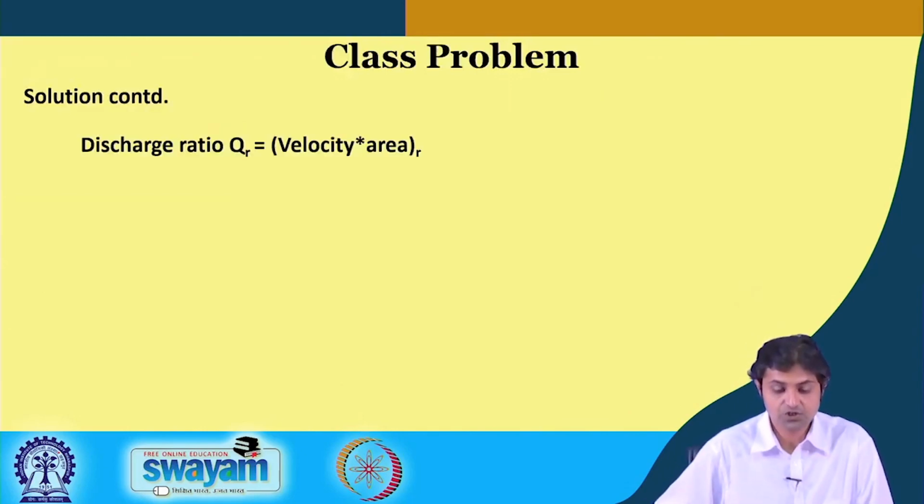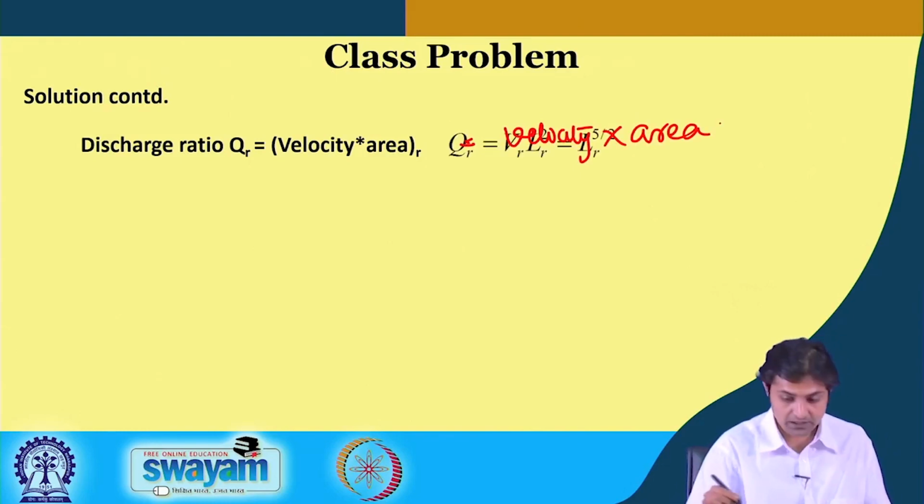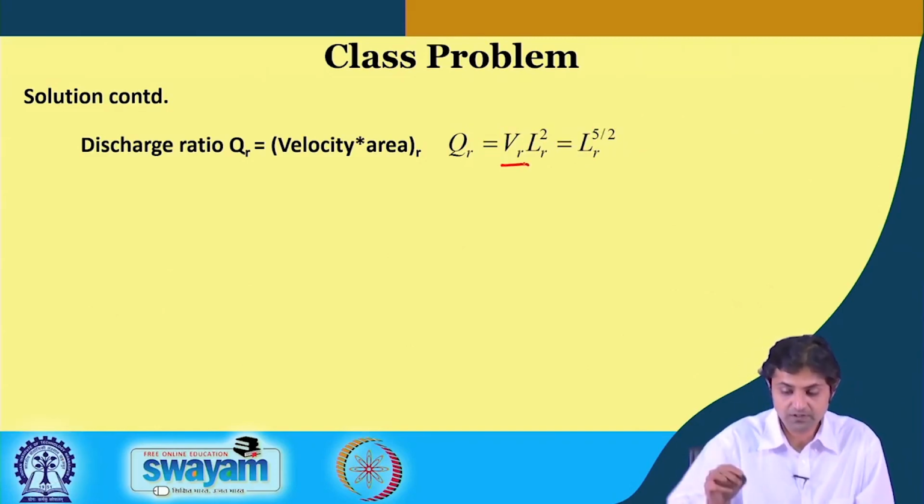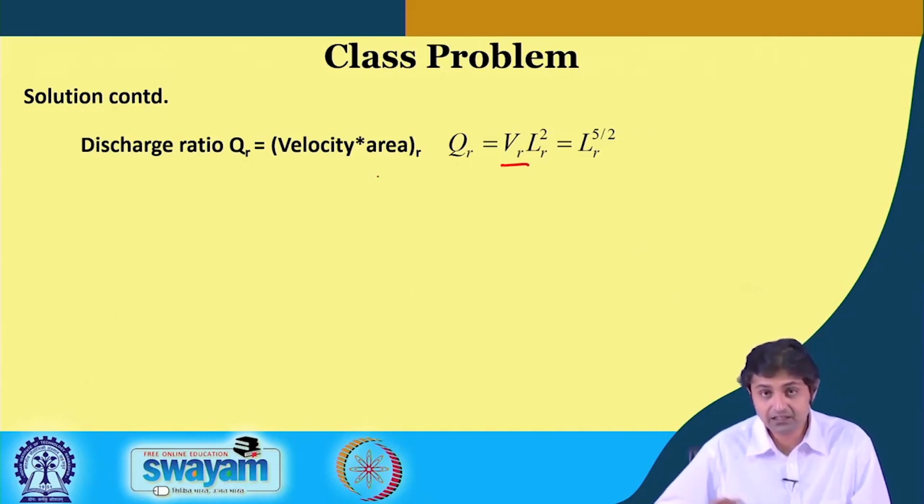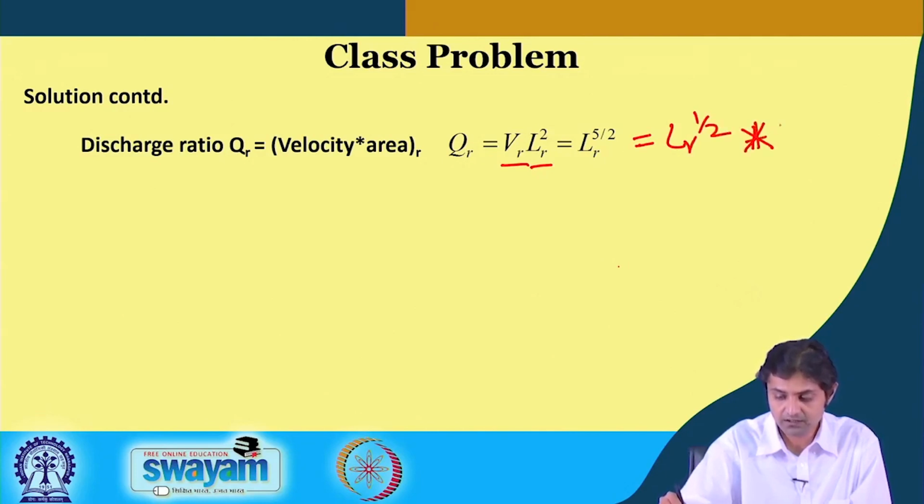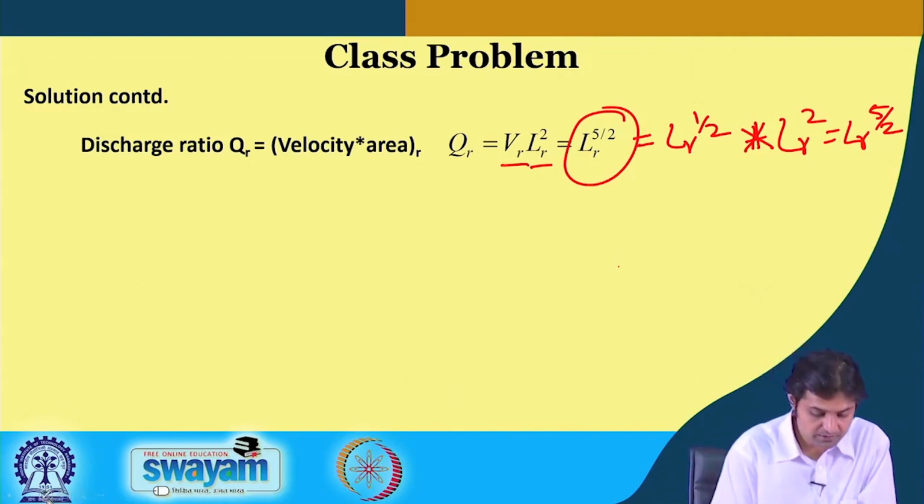Now, the discharge ratio Q. Discharge ratio Q will be the ratio of velocity into area. Velocity is given by Vr and area is the length whole square. Vr we have already found out was Lr to the power half in the previous slide, multiplied by Lr square. So, it becomes Lr to the power 5 by 2 as indicated here.